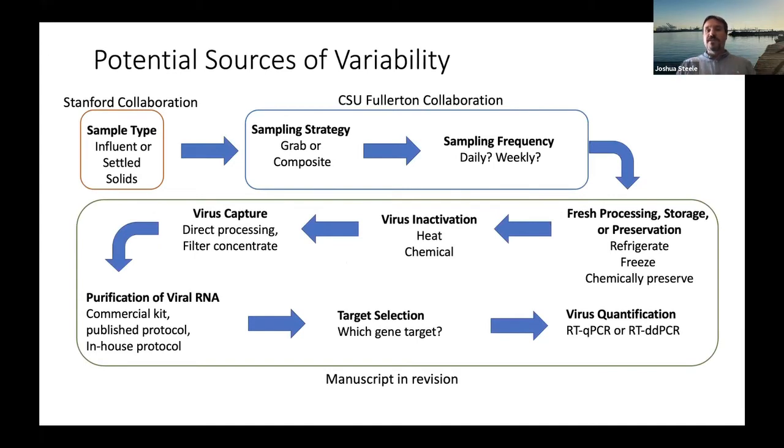Don't worry, I'm not going to go through every single one of these potential sources of variability, but this is just in flowchart form, all of the variability that can happen when you're trying to sample. Well, in this case, it's for wastewater, but it really works in any situation. You have everything from your sample type and strategy and frequency to how you process it, whether you inactivate the pathogens, how you capture them, how you purify the nucleic acids, what genes you select, and then how you actually quantify it in the end. Again, don't worry, we're not going through these step by step. I don't want to lose all of you this quickly into the talk.